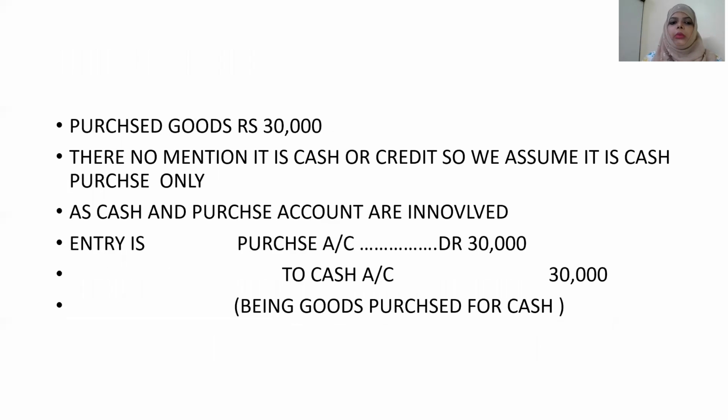Next transaction is purchase of goods rupees 30,000. Now, there is no mention that it is being purchased for cash or credit, so we assume it is a cash purchase only. Whenever in your question paper there is just a purchase of goods rupees 30,000, you have to assume that it is a cash transaction only. If it is a credit transaction, it should have been mentioned in your question paper. So cash and purchase accounts are involved. The entry is purchase account debited rupees 30,000 to cash account rupees 30,000.